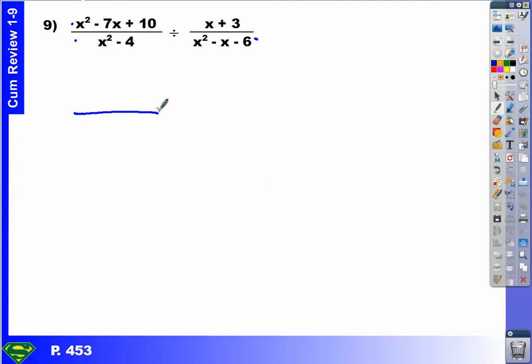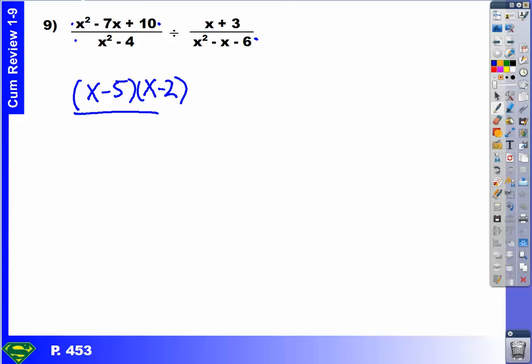So for this one right here, what multiplies together to get positive 10 and adds together to get negative 7? Well, negative 5 and negative 2 multiply together to get positive 10 and add together to have a sum of negative 7. So this factors to x minus 5 times x minus 2.